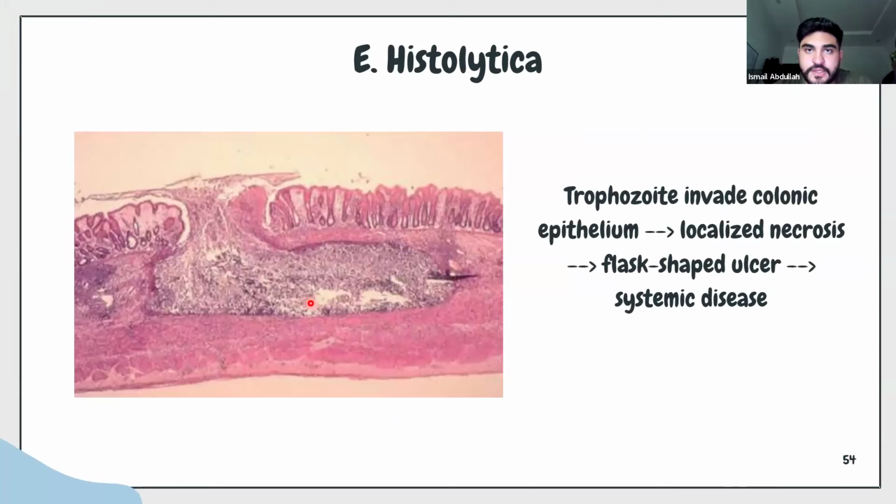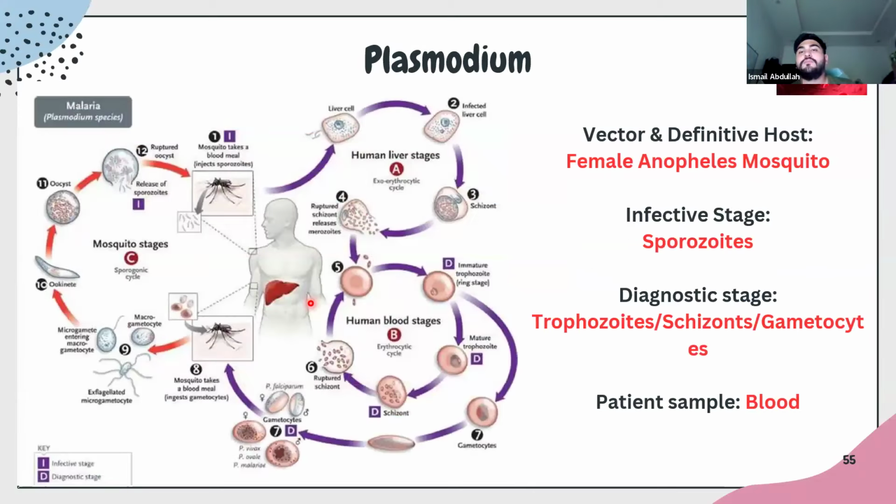So we're done with E. histolytica. We're done with Giardia intestinalis. Now we move to Plasmodium, blood. So Plasmodium, aka malaria. This is what you want to know. I'm not gonna go through the entire thing, but you might want to know the vector and the definitive host for Plasmodium is the female Anopheles mosquito.